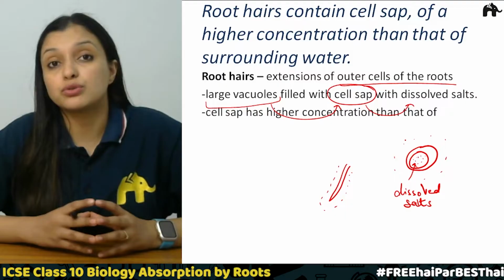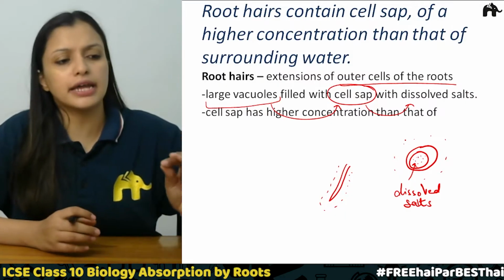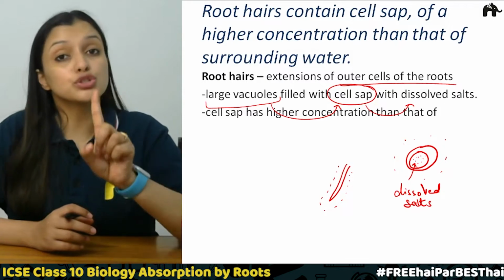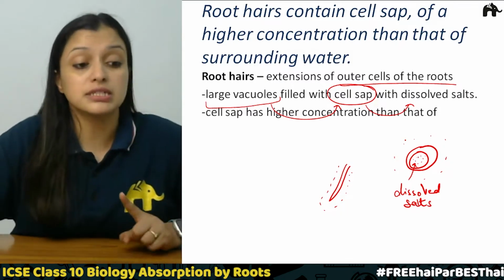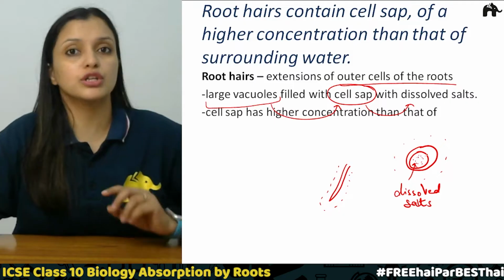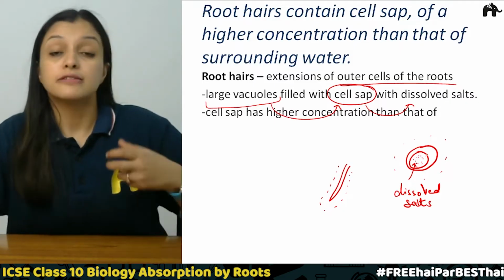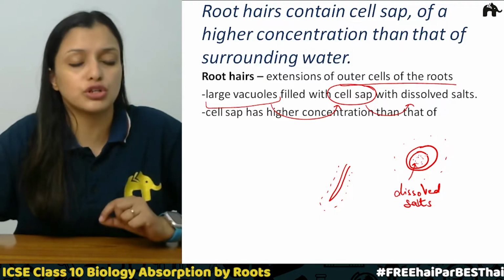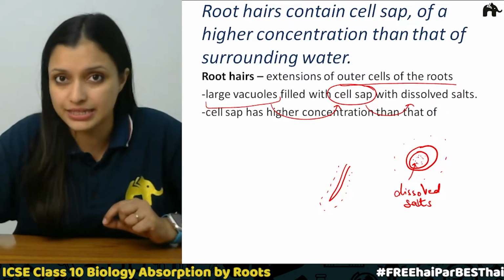When we are talking about the concentration, we are saying higher concentration of the cell sap, so this means we are talking about the solute. This means this cell sap has more solute in it. So what is this solute? This solute is, say, ions or these dissolved salts. So these are the solutes, and the water content is less, right?